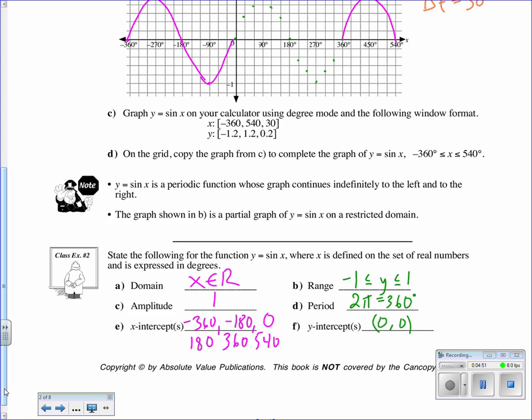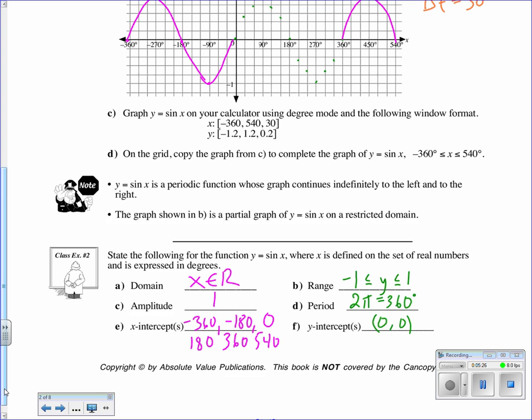Domain and all those other excellent words. Domain, x's and elements of the reals. Amplitude is 1. It goes as high as 1 and as low as -1. My x-intercepts are an interesting value. They are multiples of 180. Can I write that in a bit of a different way? We'll think about that in a minute. My range from -1 to 1. My period, it takes 2 pi. I want to keep that language fresh, or 360 degrees. And my y-intercept is at 0, 0.